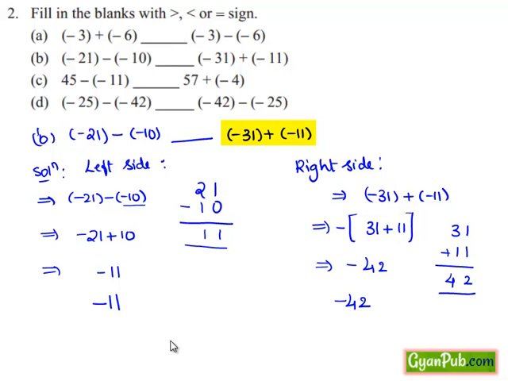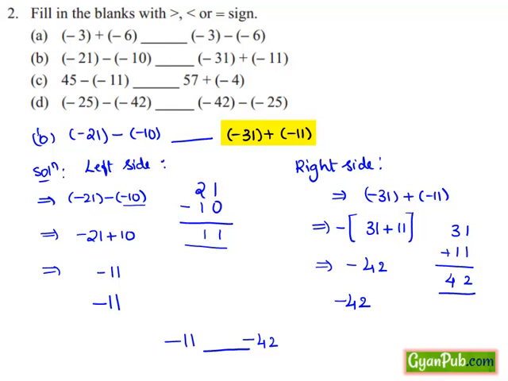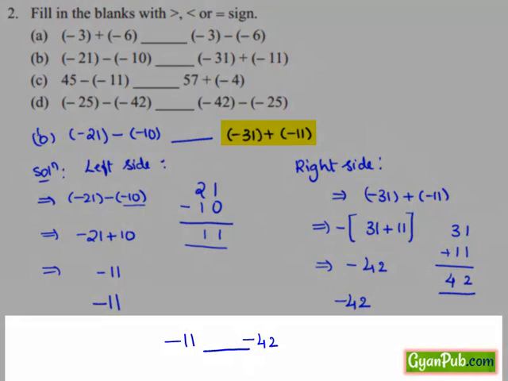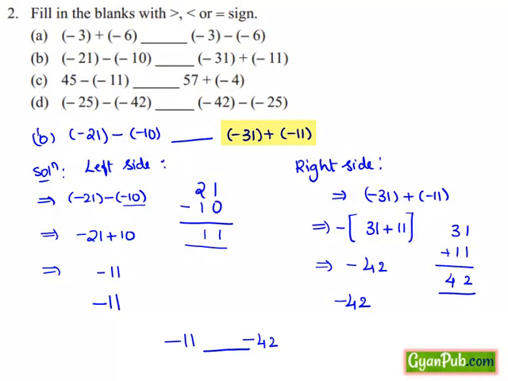For the question, on the left hand side we get minus 11, on the right hand side we get minus 42. On the number line, for negative integers, the integer which is less far from the 0, that will be the bigger integer. When we compare minus 11 and minus 42, minus 11 is less far from 0. Then the solution is minus 11 is greater than minus 42.